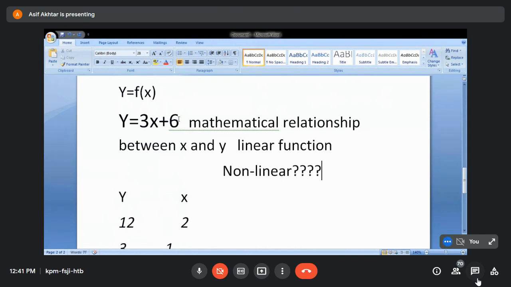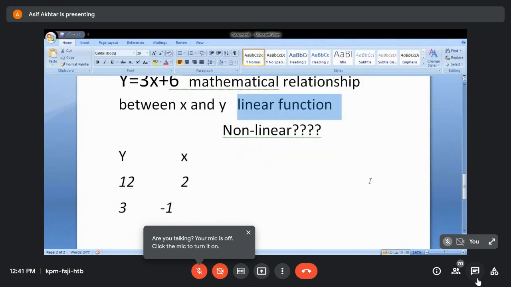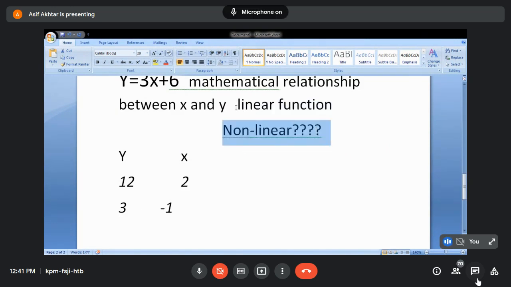We use mathematics with linear functions, that is y equal to 3x plus 6 or something like that, because it is easy to understand and it is easy to explain. That's one very, very important thing about linear functions. So at this point of time, we would like to restrict ourselves to the discussion of linear functions only so that you will understand it better. Any doubt, any confusion?